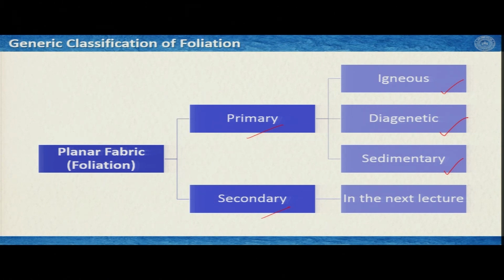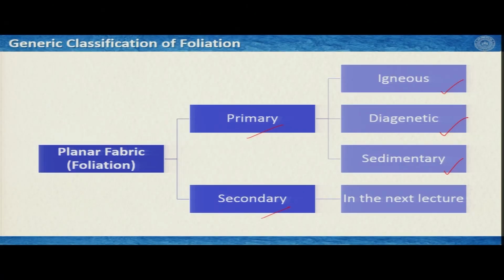So, let us have a look at what primary foliation is. As the name suggests, primary foliation essentially develops during the genesis of the rock, or when the rock is taking its birth. If it is associated with igneous rock during the formation of igneous rock, then we call it primary foliation in igneous rocks. If it is associated with diagenesis of the sedimentary rocks, then we call it diagenetic foliation, and if it is associated with sedimentary rocks, we call it primary sedimentary foliation.